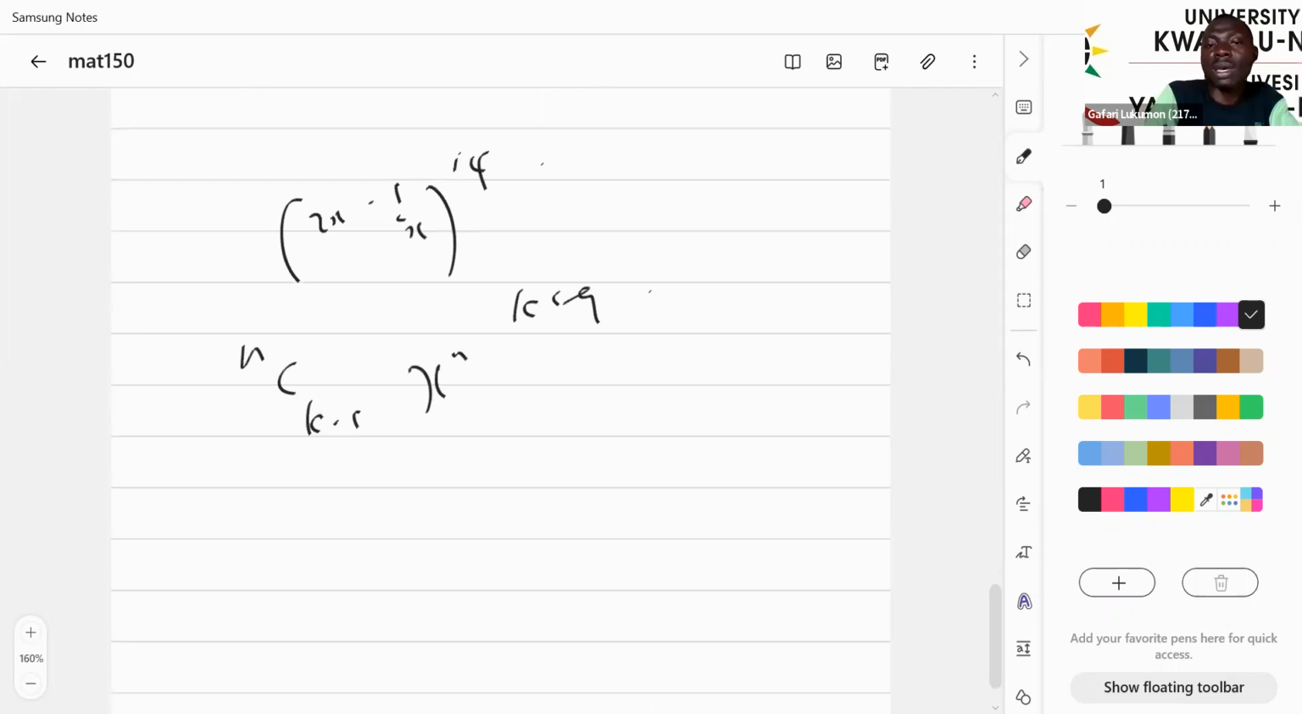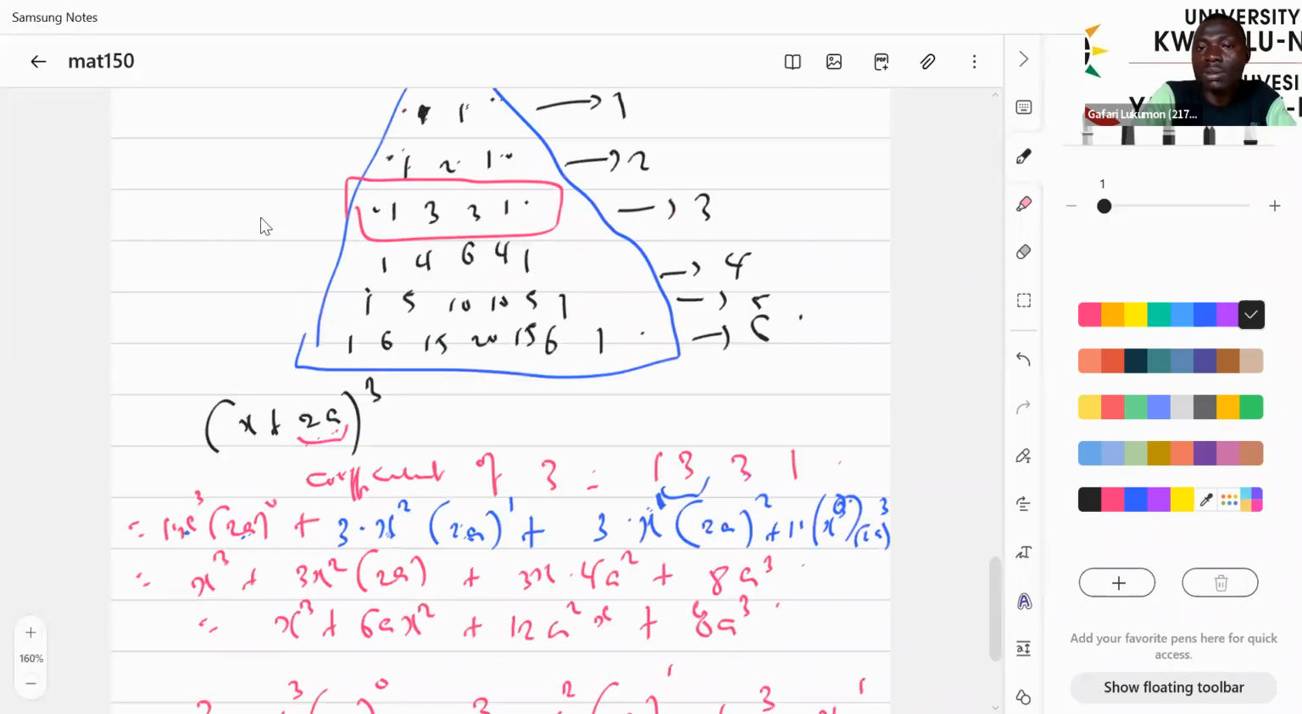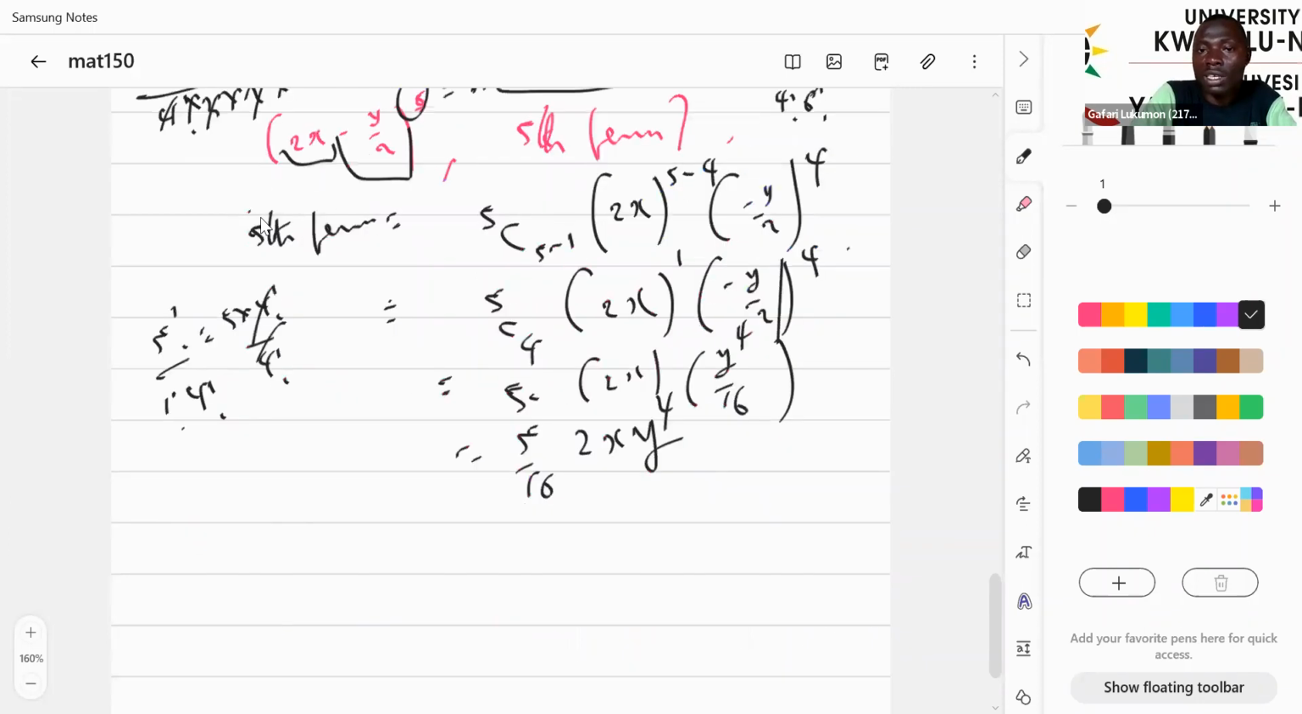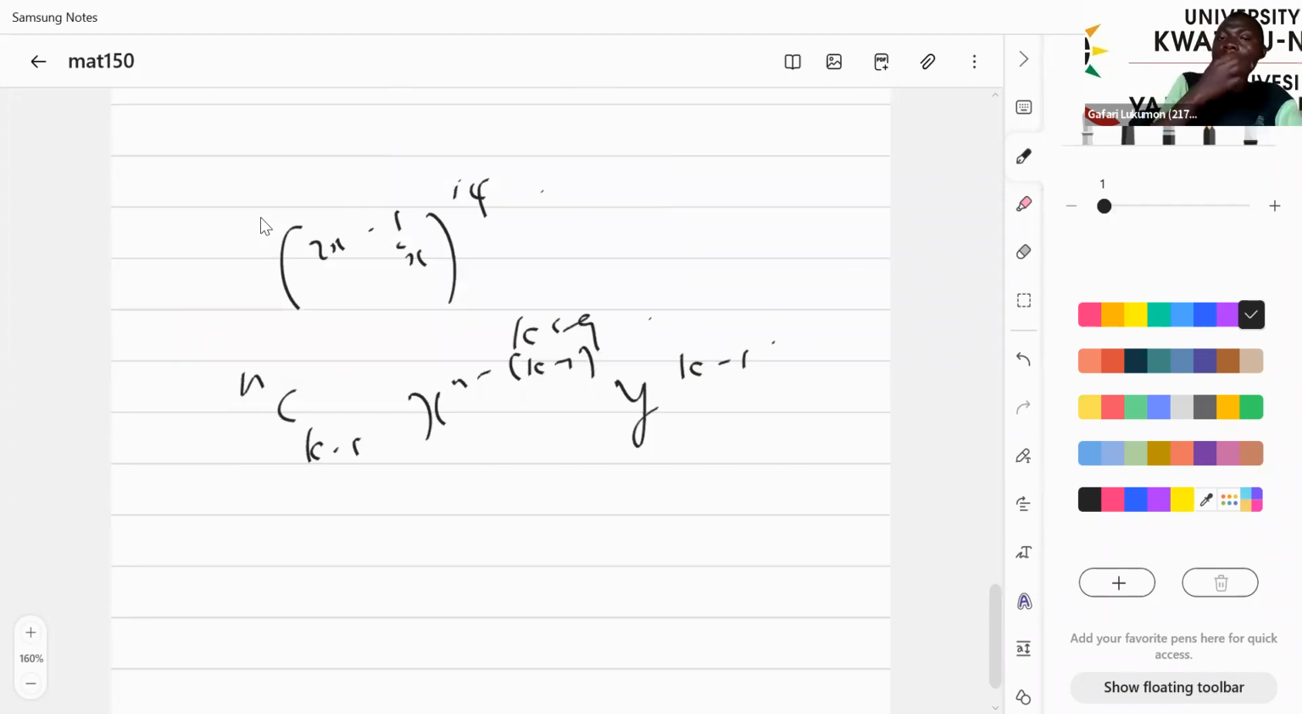Sn minus k minus 1, yk minus 1. I think I'm correct. S minus k minus 1, yk minus 1. Okay, so where my k is 9 now. If my k is 9, then I'm going to have 14 combination 9.